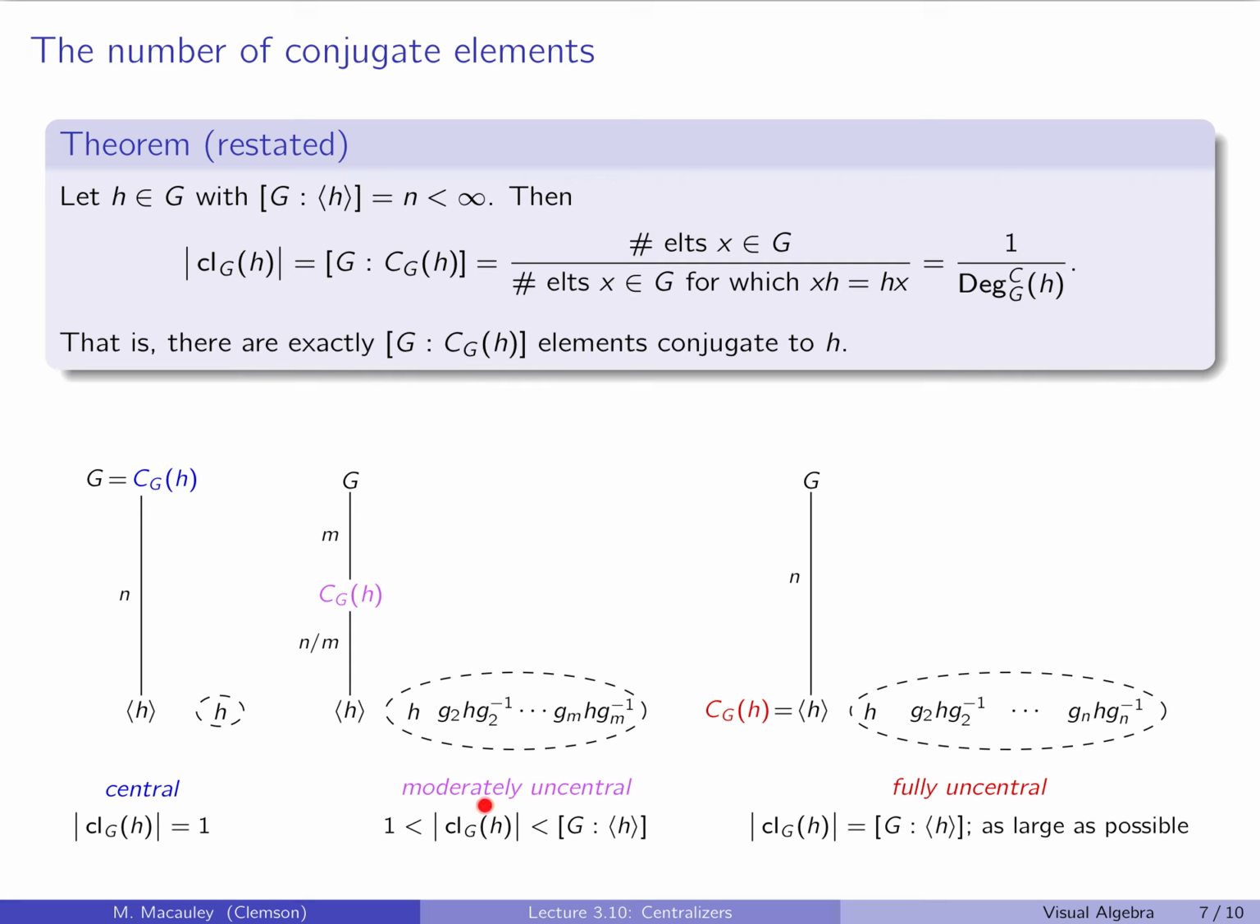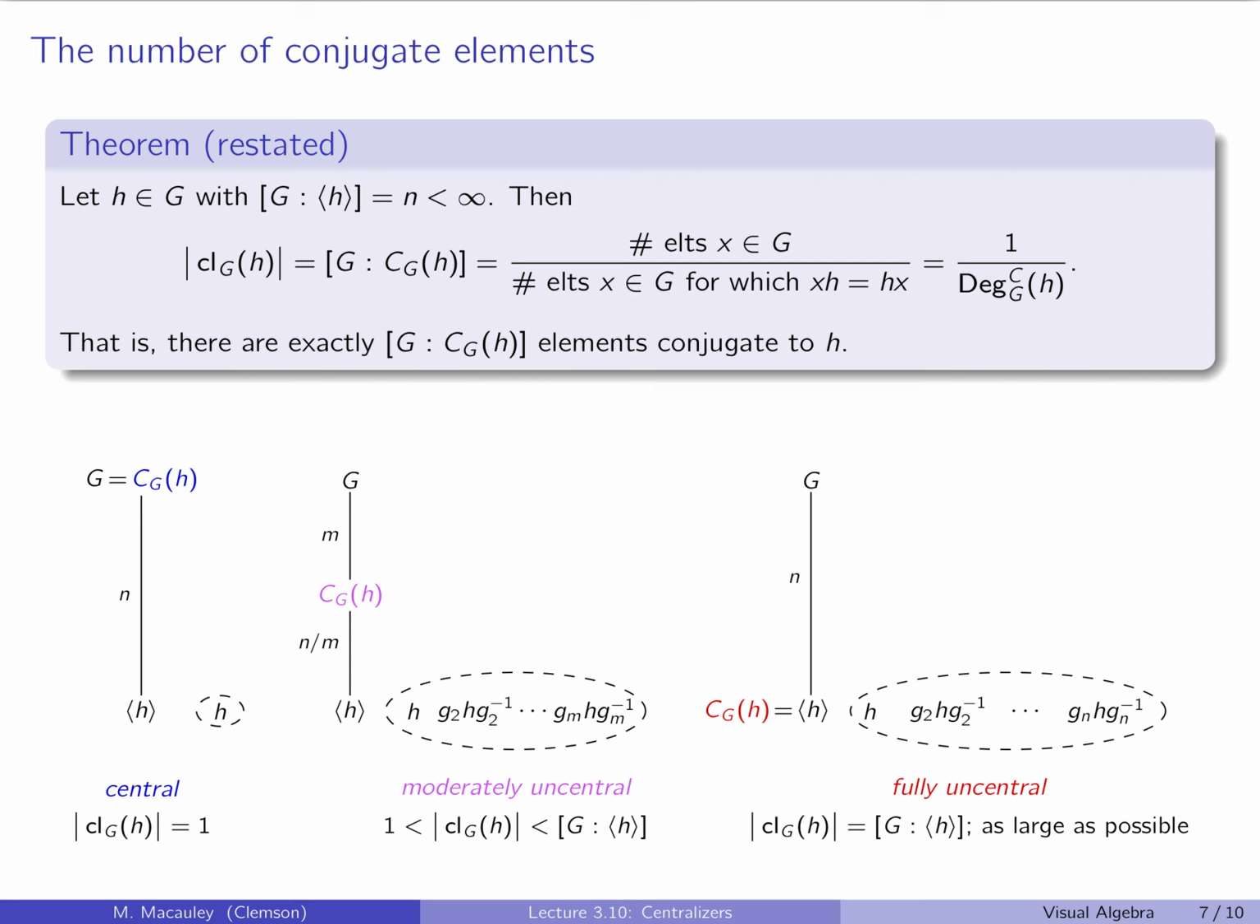It's got a class bigger than 1, but less than N. Finally, the third case is when the centralizer of H commutes with only the powers of H, only the things that it has to. So it has index N, and H is conjugate to N different elements. This is when H is fully uncentral. So the conjugacy class is as large as possible.